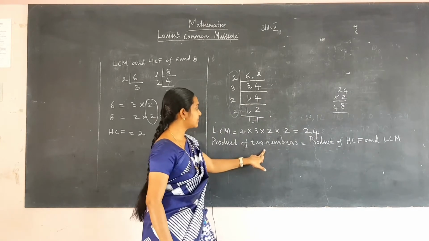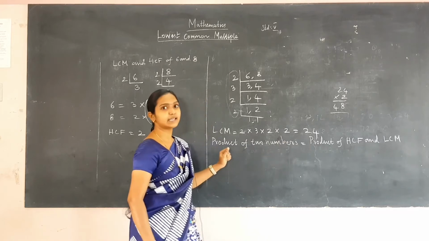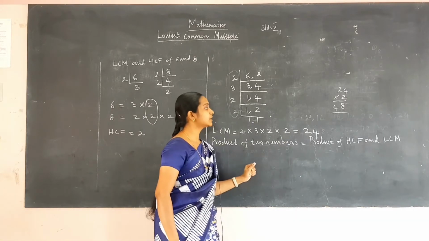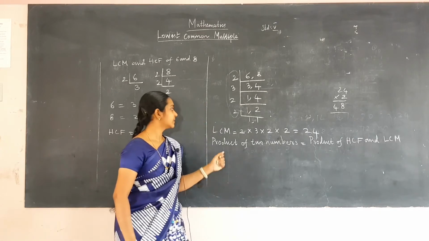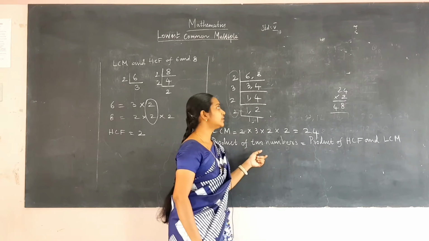Product of two numbers 6, 8. We have to multiply 6 and 8. 6 8s are 48. That is equal to the product of HCF and LCM. HCF is 2, LCM is 24. 24 into 2 is 48.